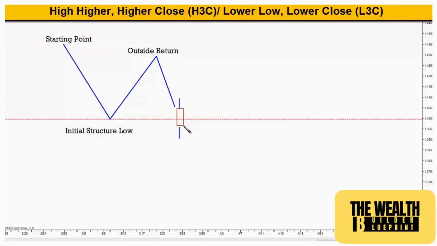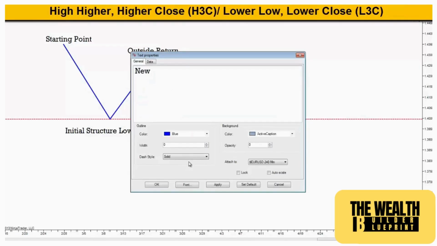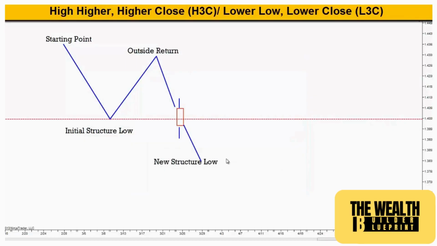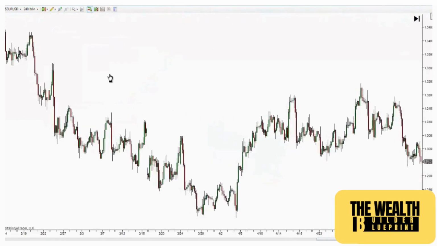then we can expect this trend to continue, giving us a new structure low, and we'll look for the pattern to continue. Outside return, new structure low after we get a lower low, lower close, outside return, new structure low. So let's take a look at this on an actual price chart with some candlesticks.